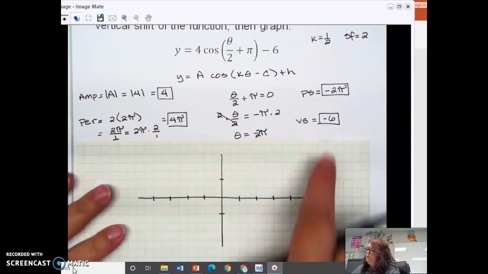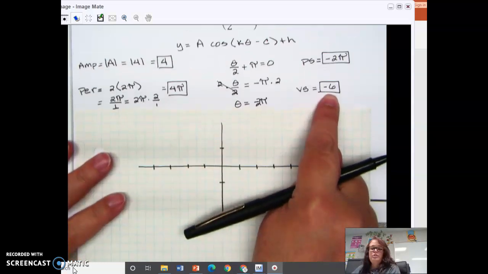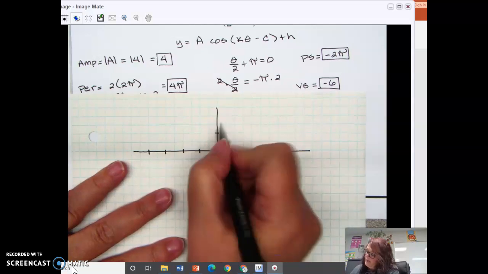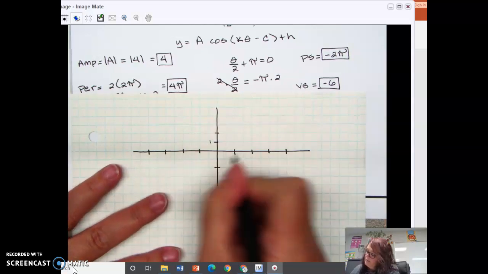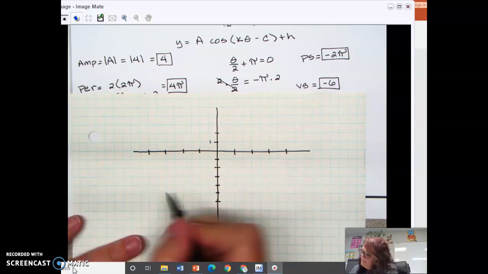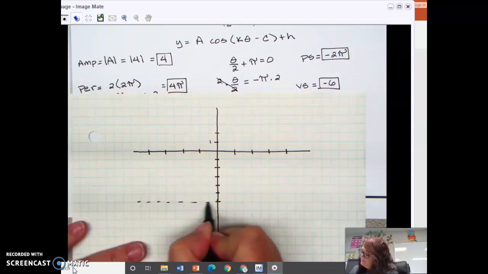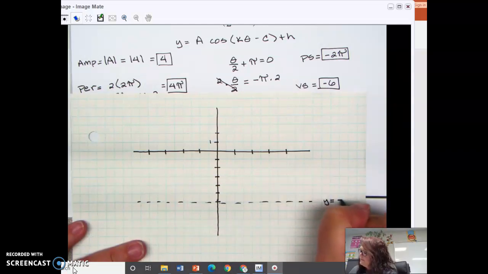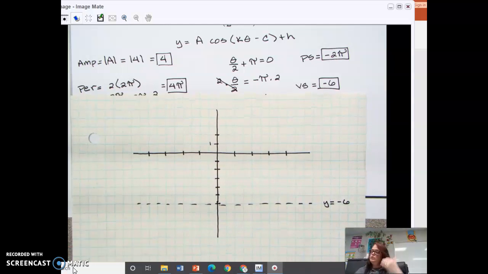Okay. So first thing we said is deal with the vertical shift. So the vertical shift actually said to go down 6 units. So I'm going to adjust this a little bit. So this is going to be 1. So this is 1, 2, 3, 4, 5, 6. So I have a new midline at y is equal to negative 6. Okay. So I took care of my vertical shift.